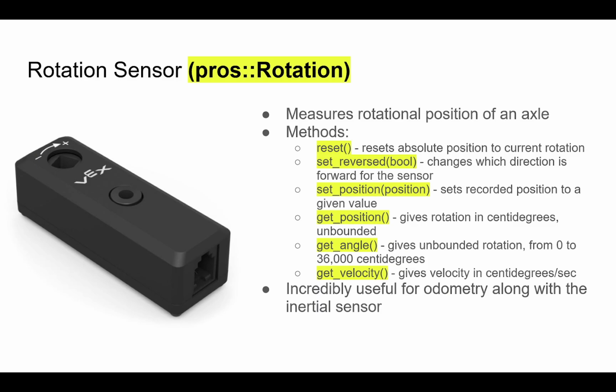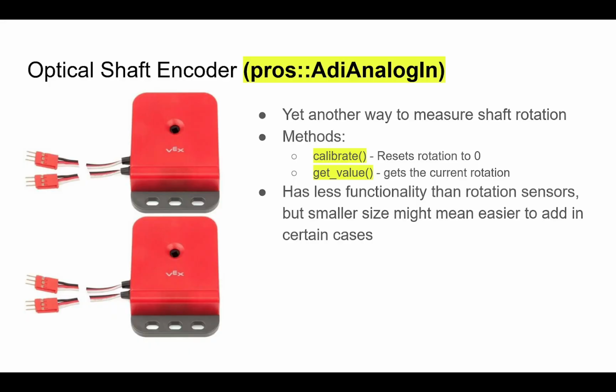This is one of the most useful sensors in the entire catalog because it's very useful for odometry along with the inertial sensor. The optical shaft encoder can be defined with PROS ADI analog in. It's yet another way to measure shaft rotation and can be used with the default methods for analog in, which are calibrate and get value. This part has less functionality than rotation sensors, but the smaller size might mean it's easier to add in certain cases if you're running low on space.